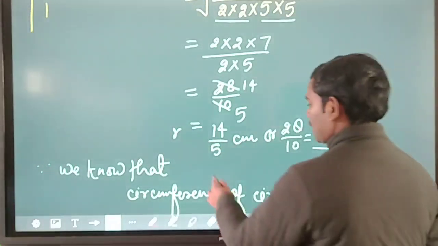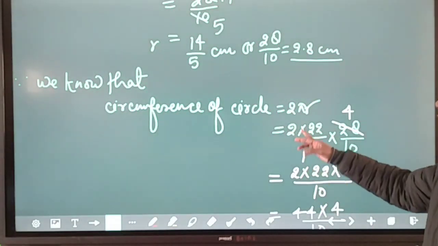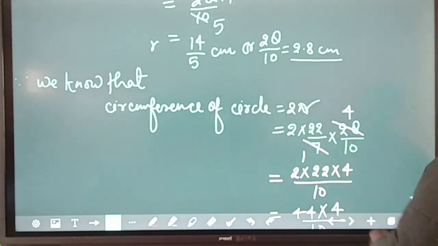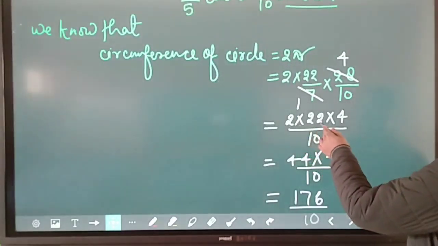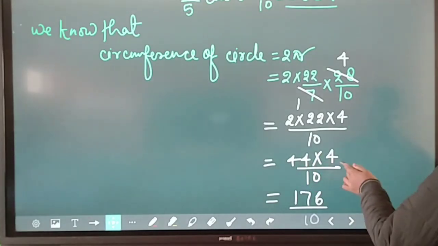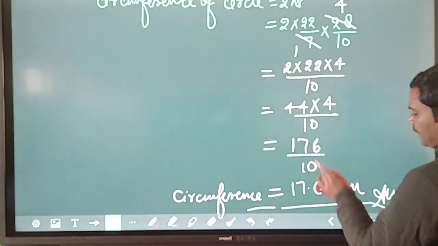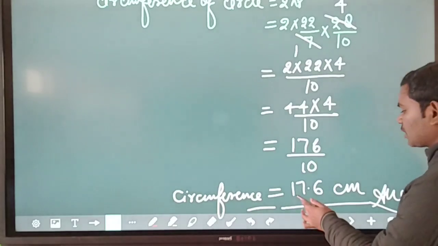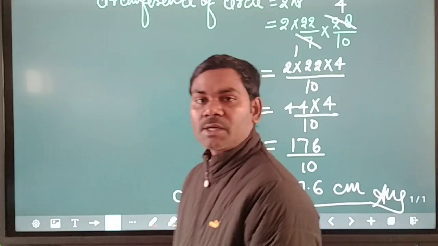Now the circumference can be found using the formula 2 pi r. Using the value 2 and pi as 22 by 7 and r taken as 28 by 10, now dividing 28 by 7 we get 4. So here we get 2 into 22 into 4 upon 10. The product of 22 and 2 is 44 and 4 remains the same. The product of 44 and 4 is 176 and 10 remains unchanged. And 10 represents a decimal fraction. So here we get 17.6 as its circumference. So in this way we can find out its circumference.